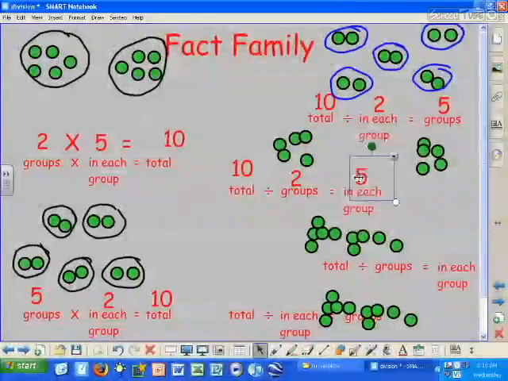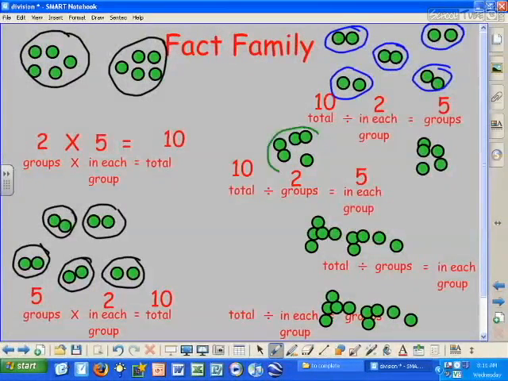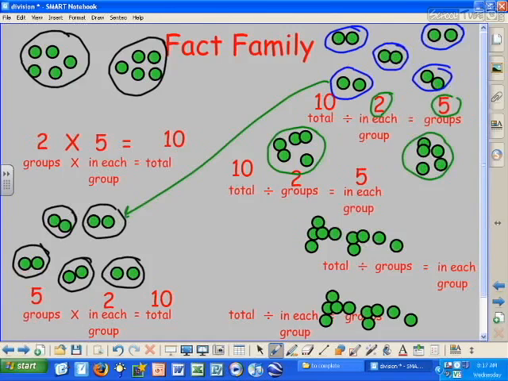And we have 5 in each group. 1, 2, 3, 4, 5. So that's the same. 10 divided by 2 equals 5, but it can look 2 different ways. And if you notice, 5 groups of 2, the pictures look the same. 2 groups of 5.